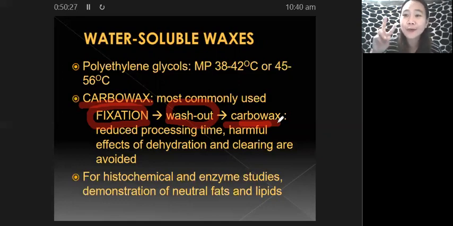So there are two steps that you can omit. You can omit dehydration and you can omit clearing. And this will lead to a reduced processing time. Apart from that, the harmful effects which are brought about by the use of dehydrating agents and clearing agents are avoided.